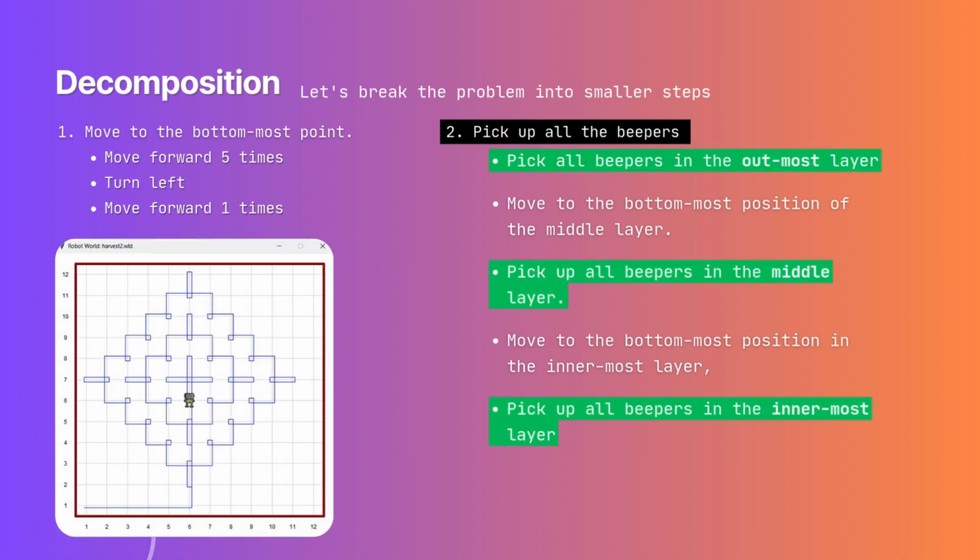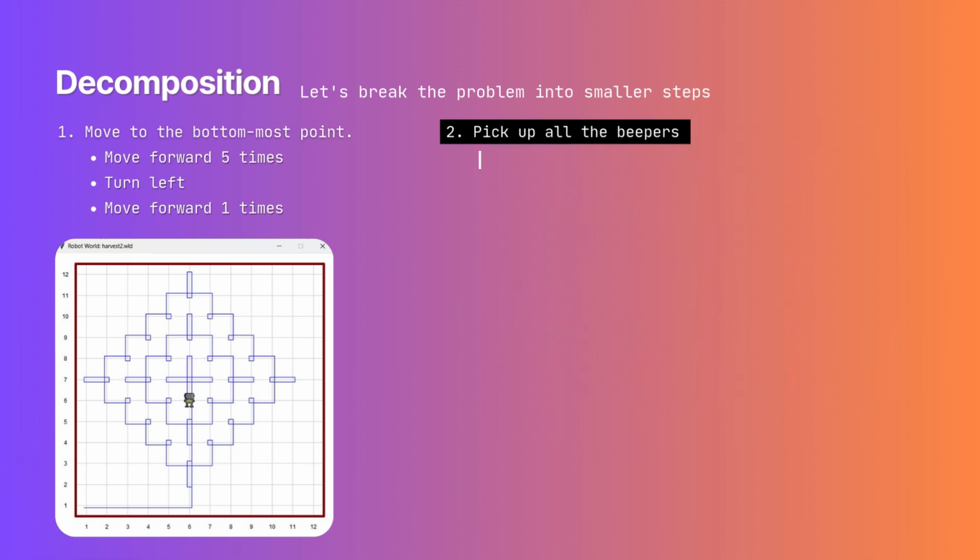The process of picking all the beepers can be refined into a more streamlined approach by focusing on a repeated sequence of actions for each layer. Instead of handling each layer separately, we can adopt a repetitive structure that works uniformly across all layers. The refined algorithm involves repeating 2 key steps 3 times.